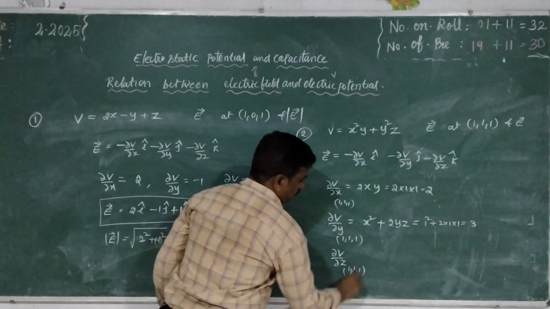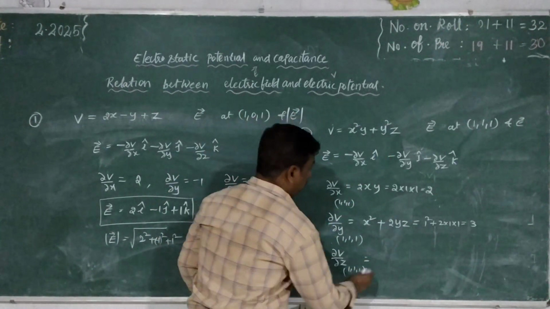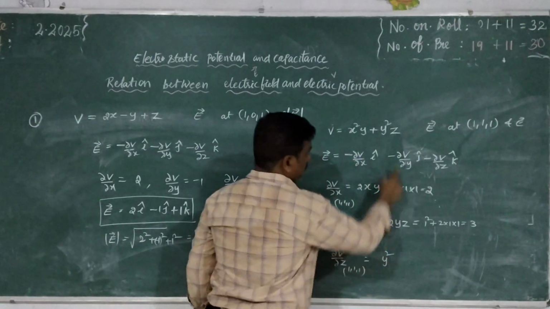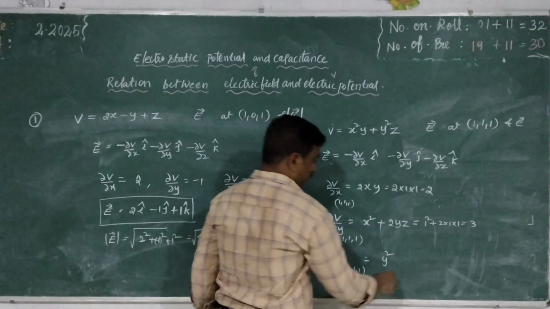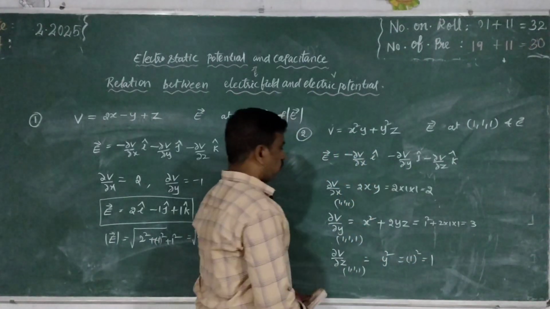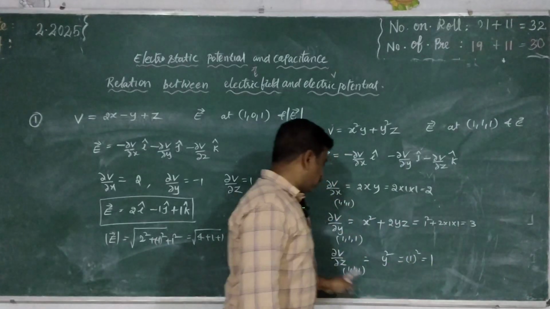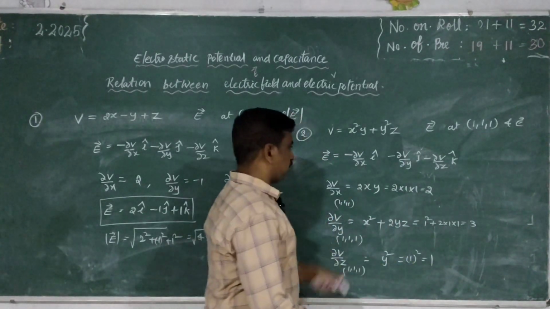Now dou V by dou z at 1 comma 1 comma 1. Here z is in the second term, and there is no z in the first, so we write y square only, since the differentiation of z is 1. So y square means 1 square, which is 1. So dou V by dou x is 2, dou V by dou y is 3, and dou V by dou z is 1. Just substitute here.